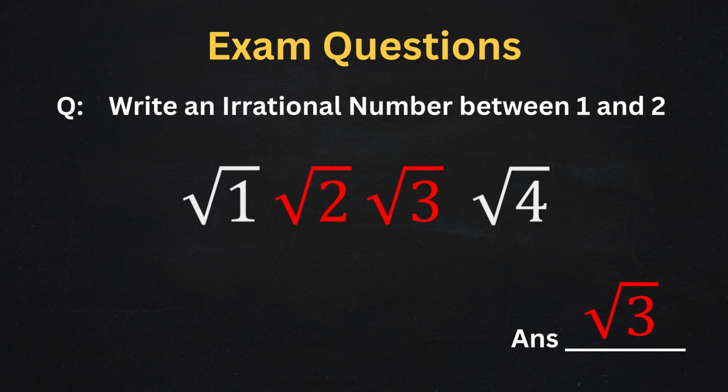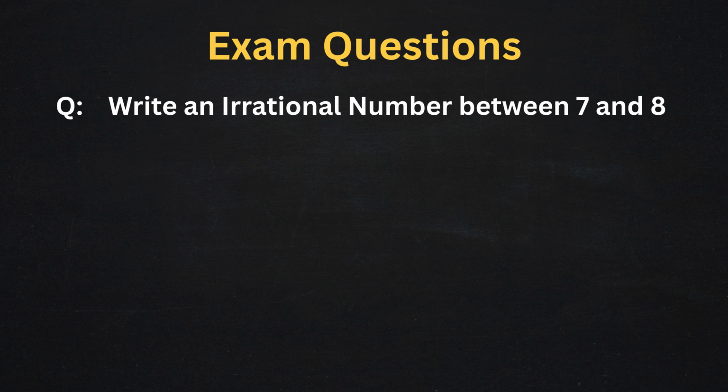Let's go through another example. Write down an irrational number between 7 and 8. Now I am sure you know the drill. You can pause the video and try the question for yourself. Let's check if you have solved it correctly.